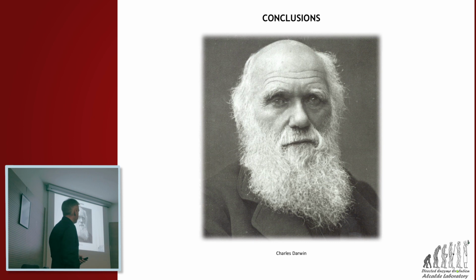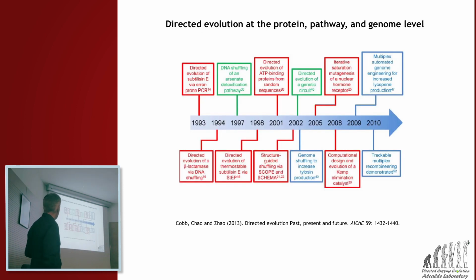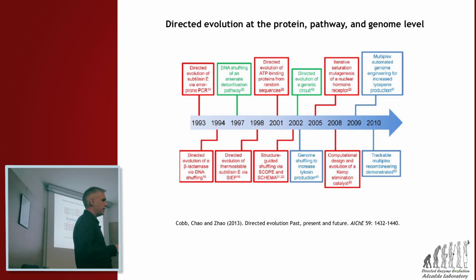And just to finish, a few conclusions about laboratory evolution. So directed evolution, I've talked today only about directed evolution of enzymes, but you can also find in the literature examples of directed evolution of metabolic pathways or even whole microorganisms. So you can find here in this slide directed evolution by genome shuffling for whole cells or for genetic circuits, etc. So the scope of applications of directed evolution is broader than I explained here today.